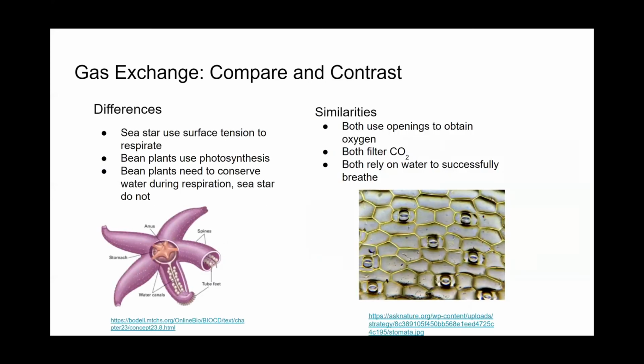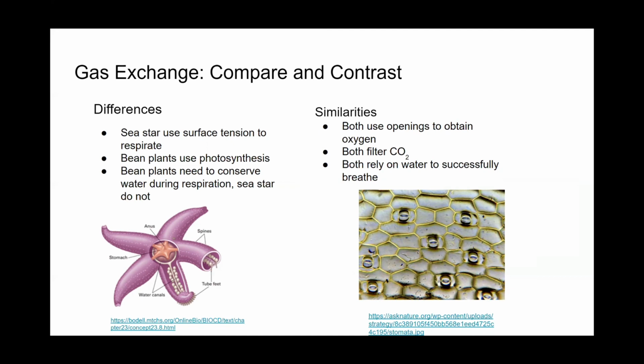The differences between the sea star and the bean plant are relatively easy to identify. Firstly, the sea star uses surface tension to respirate, whereas bean plants use photosynthesis. Bean plants also need to conserve water during respiration as they struggle balancing nutrient uptake with water loss. However, with sea stars, they are surrounded by water, so balancing water is not a struggle for their species.